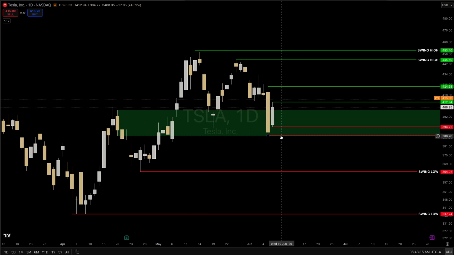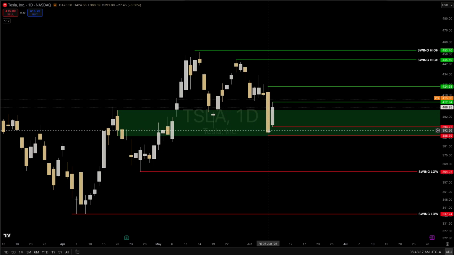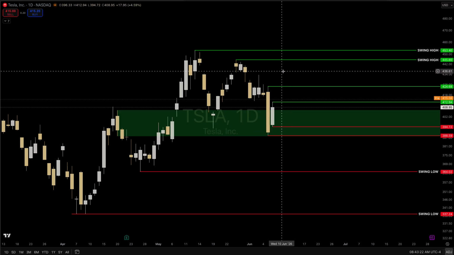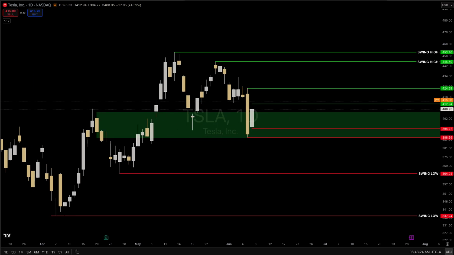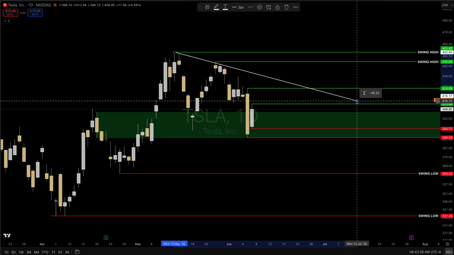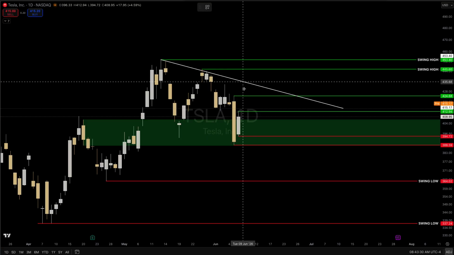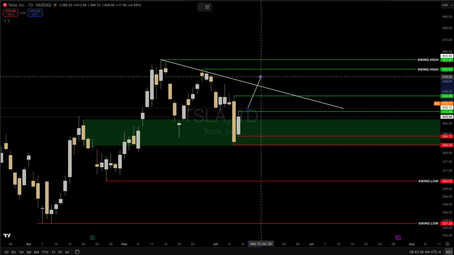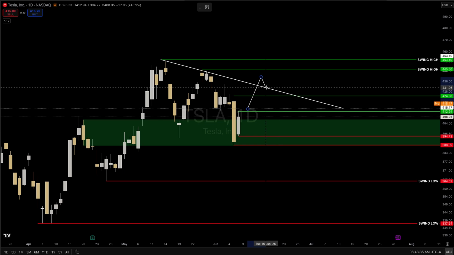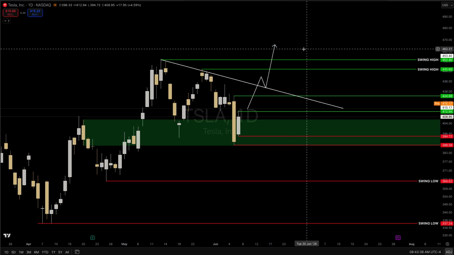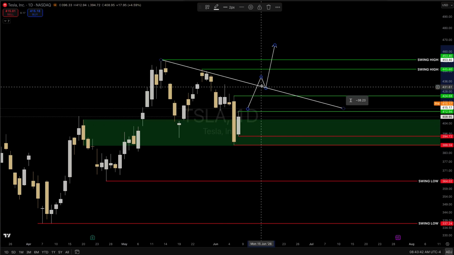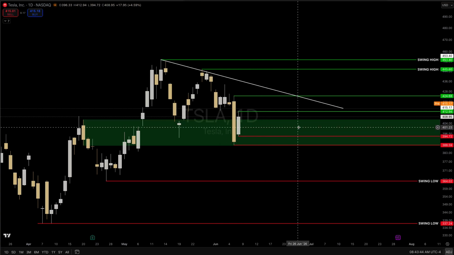So now we are making another lower low here, and then most probably we're going to make another lower high. We will see. But on Tesla I would be drawing this trend line. So price can come above, break this trend line, retest, and then continue towards the upside. But this is for the swing, if you're looking for a swing trade on the daily chart.